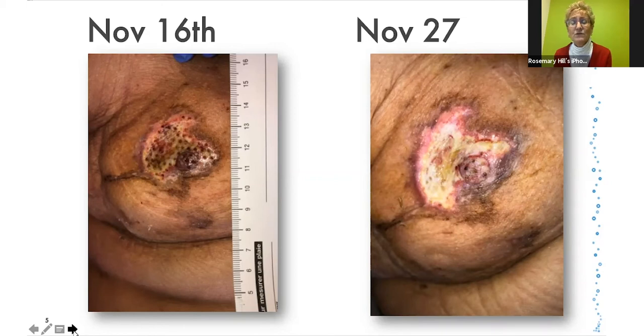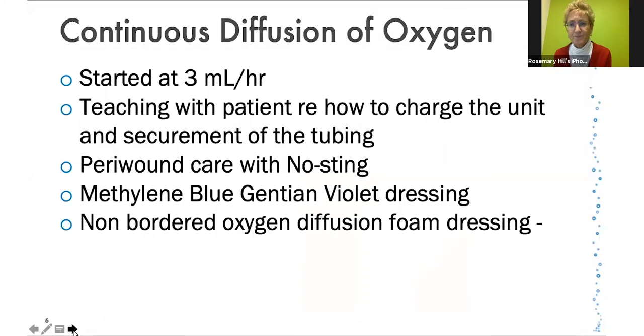So how we proceeded with that, and she was more than willing, we introduced a little unit and a dressing. And in this instance, as we proceed with the next slides, we started at 3 milliliters per hour of continuous diffusion of oxygen. And the oxygen goes through a small tubing to a foam dressing. And in this instance, I did use a methylene blue gentian violet dressing and a non-bordered oxygen diffusion foam dressing on top. And later I include some photos of that, so you get a picture.